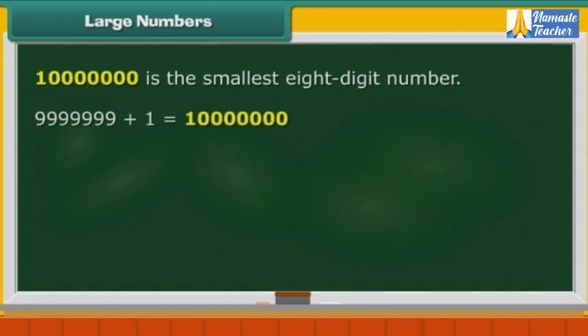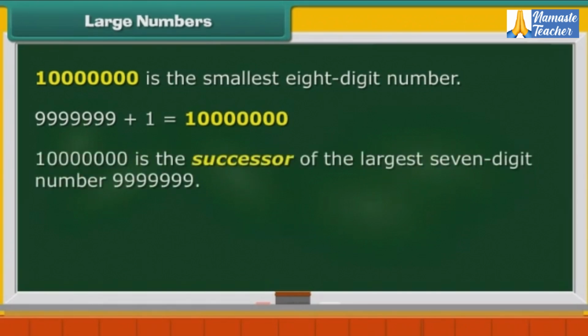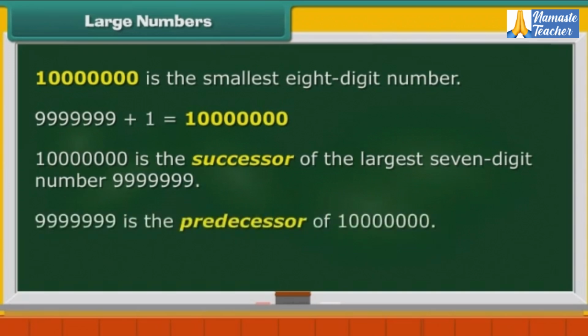It is 1 more than 99,99,999. Therefore, 1 crore is the successor of the largest 7-digit number. In other words, the largest 7-digit number is the predecessor of the smallest 8-digit number.